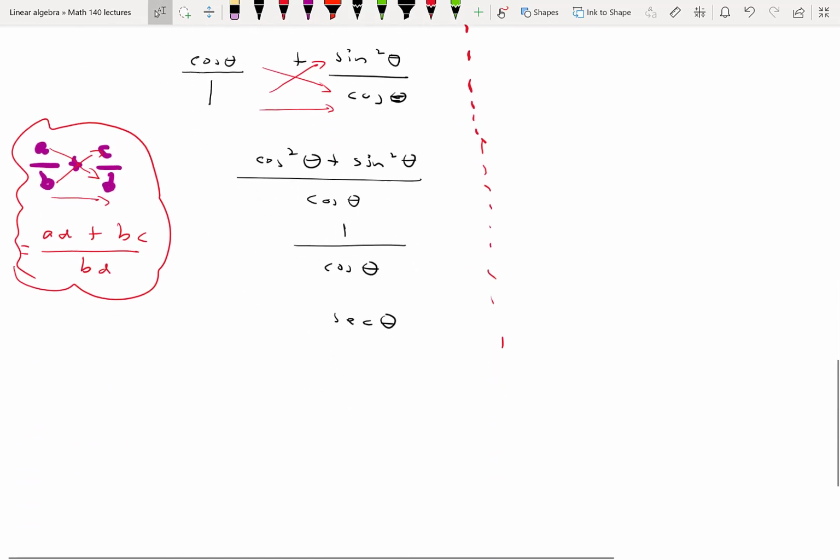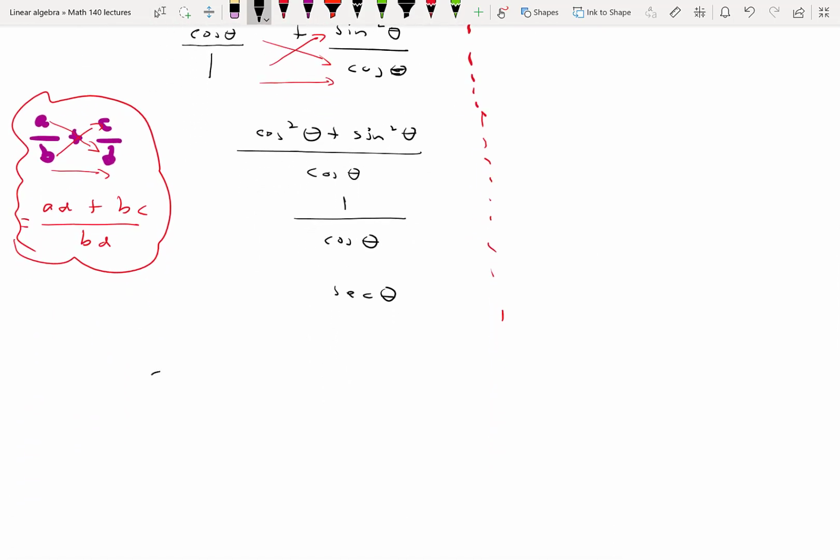Okay, let's take a look at another example. C. So C, let's say, here's a good one: cosecant to the fourth theta minus cosecant squared theta. Somehow this is supposed to equal cotangent to the fourth theta plus cotangent squared theta.